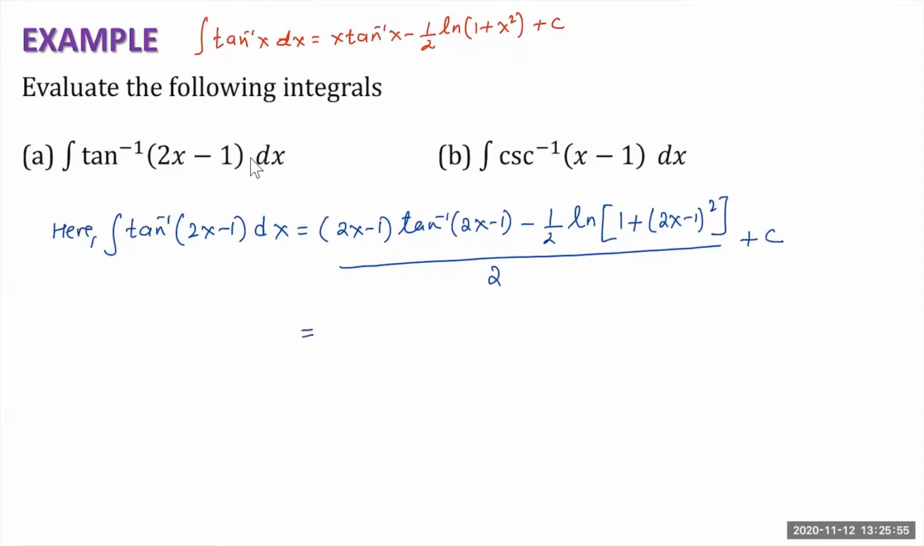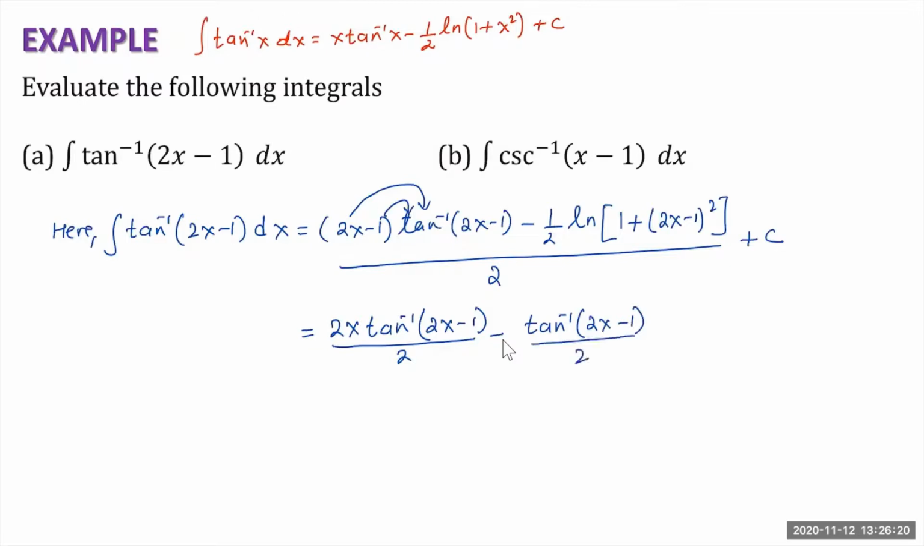Now let's simplify again. If I multiply 2x times that, it will be 2x tangent inverse 2x minus 1. And everything has the denominator 2, so I can write denominator 2 for that. And then minus 1 times that, which will be tangent inverse 2x minus 1. Denominator is 2 again. We are dividing by 2 there, that's why.